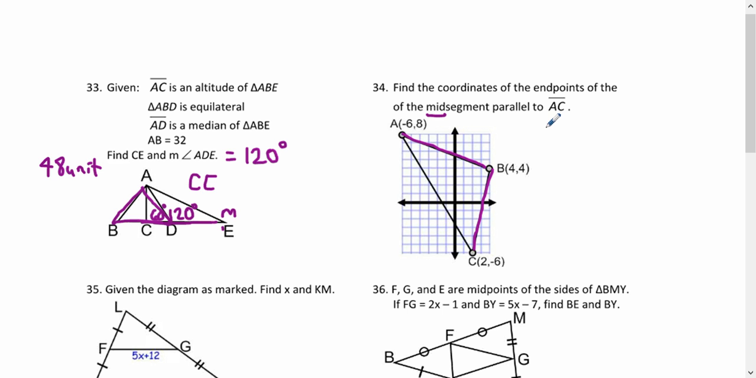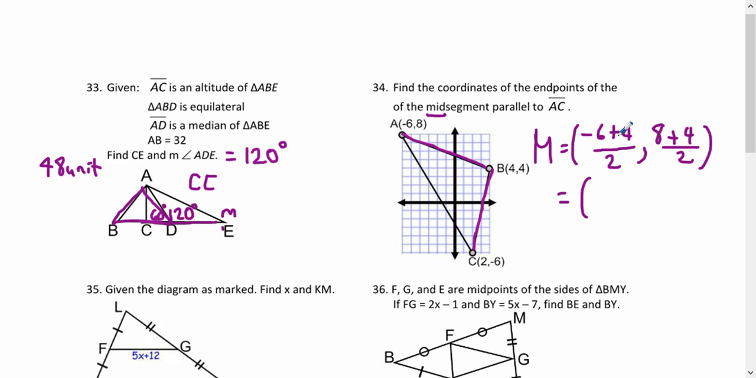All right, so AB, how do you find the midpoint first of all? Use the midpoint formula. You add the two x coordinates, so -6 plus 4 divided by 2. And then you add the two y coordinates, 8 plus 4 divided by 2. So -6 plus 4, that's -2 over 2 gives me -1. 8 and 4 is 12 over 2 is 6. So -1, 6. So this is one of the endpoints.